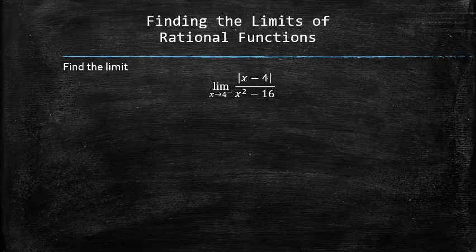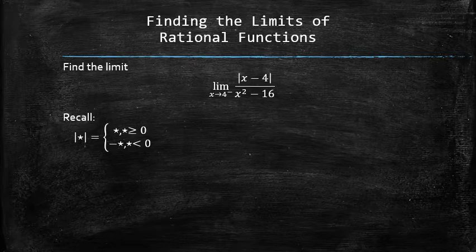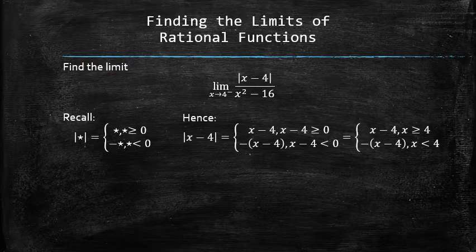For problems that involve the absolute value notation, we have to interpret the absolute value notation first. Let's recall the definition of the absolute value, which states that the absolute value of an expression is the same as the expression itself if the expression is greater than or equal to 0, and it is the opposite of it if it is negative. Therefore, the absolute value of x minus 4 is x minus 4 if x is greater than or equal to 4, and the opposite of x minus 4 if x is less than 4.